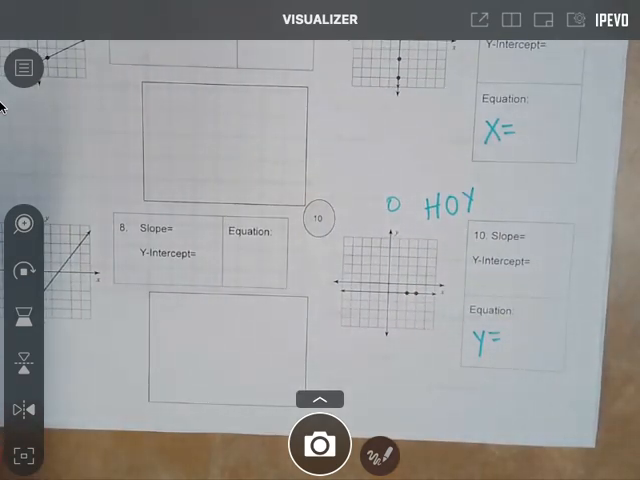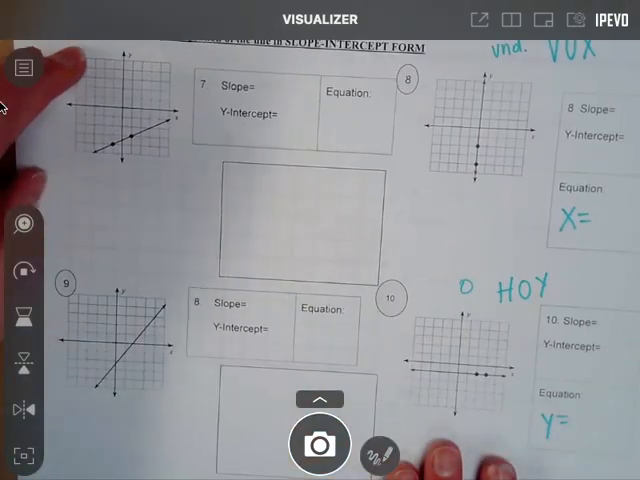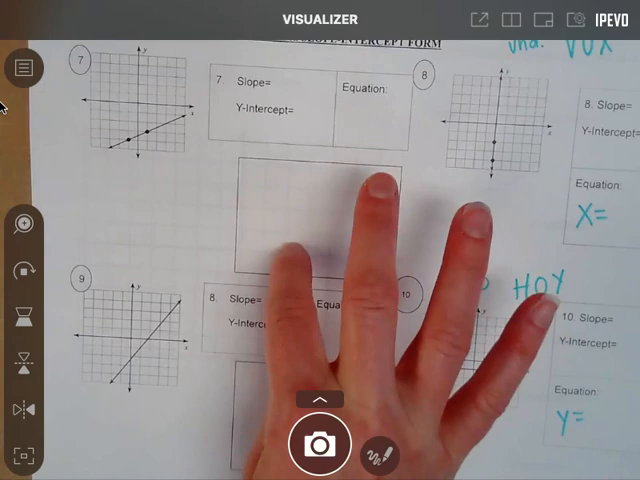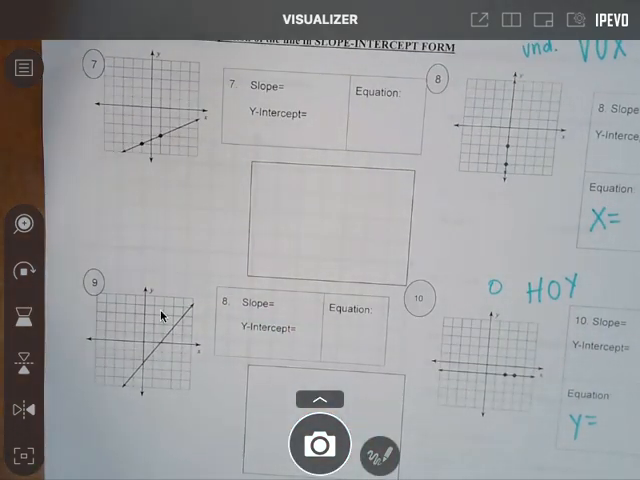All right, so you're going to work through this. Y'all can help each other at your table. Remember 7 and 9, you're going to estimate your y-intercept. Leave this box blank.